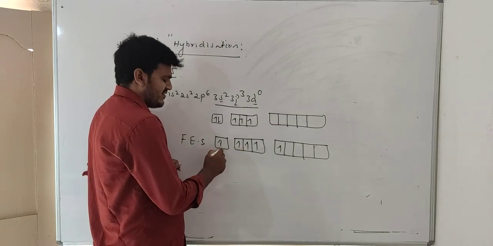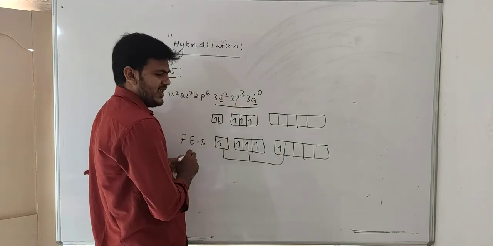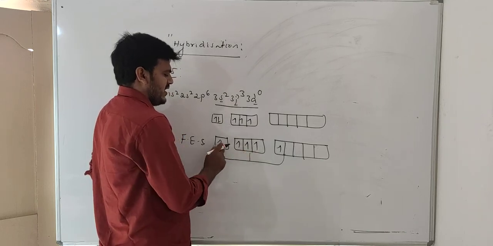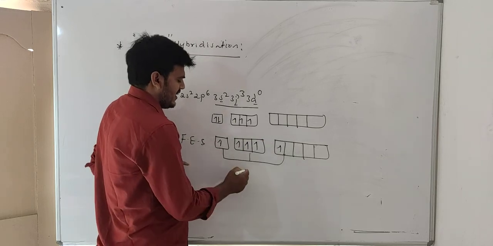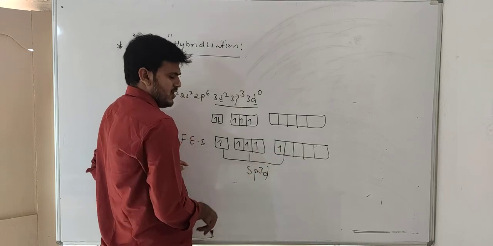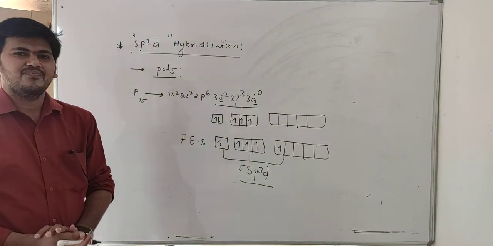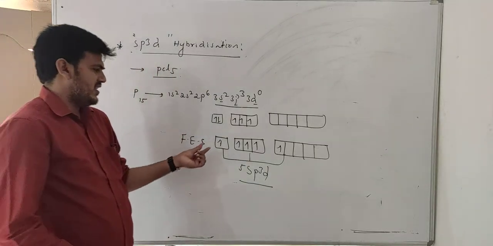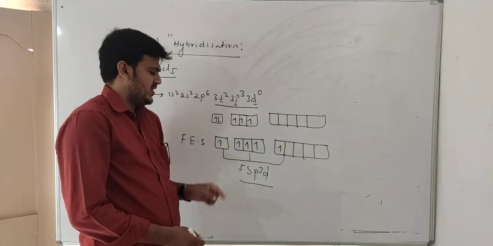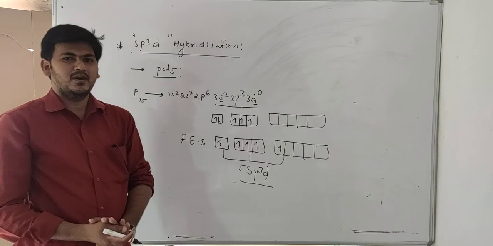The intermixing of 1 s orbital, 3 p orbitals and 1 d orbital. 1 plus 3 is 4, 4 plus 1 is 5. So we get 5 moles of SP3D hybrid orbitals.